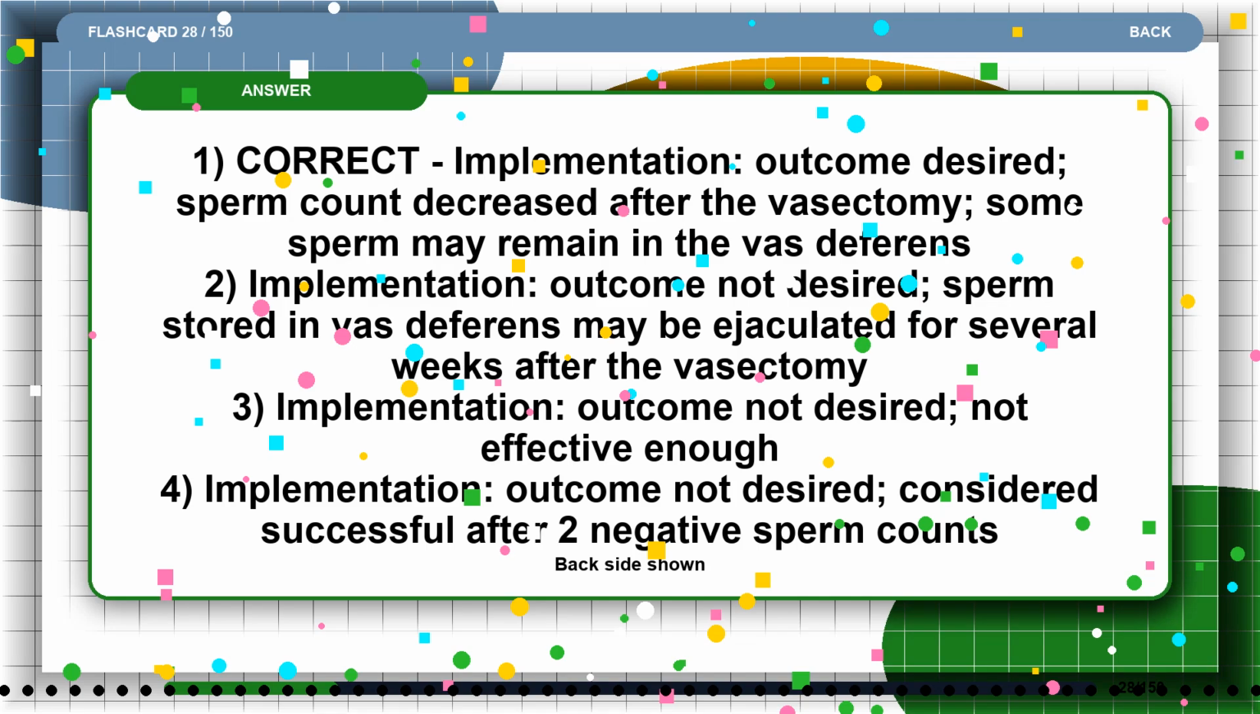The answer is 1. Correct. Implementation. Outcome desired. Sperm count decreased after the vasectomy. Some sperm may remain in the vas deferens. 2. Implementation. Outcome not desired. Sperm stored in vas deferens may be ejaculated for several weeks after the vasectomy. 3. Implementation. Outcome not desired. Not effective enough. 4. Implementation. Outcome not desired. Considered successful after 2 negative sperm counts.